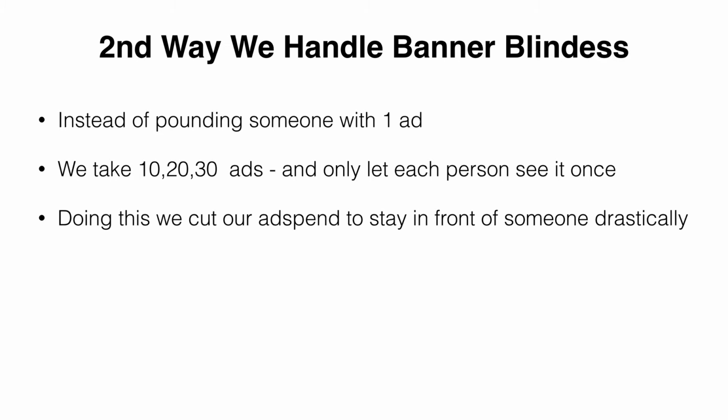So the first way that we handle banner blindness is just how frequent we show our ads, right? So we drop the frequency. We don't show our ads quite as much. The second way that we handle banner blindness is instead of pounding someone with one ad, we take 10, 20, 30 ads and only let each person see each ad once or twice. So doing this, we cut our ad spend, right? What it costs to show those ads drastically.